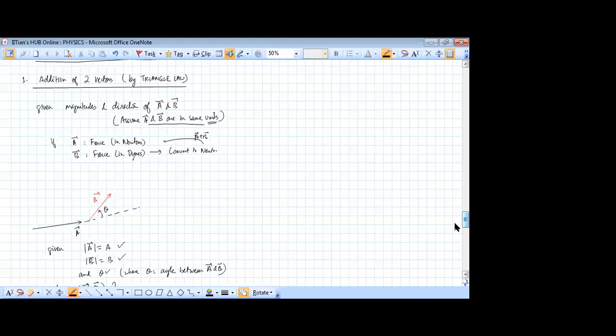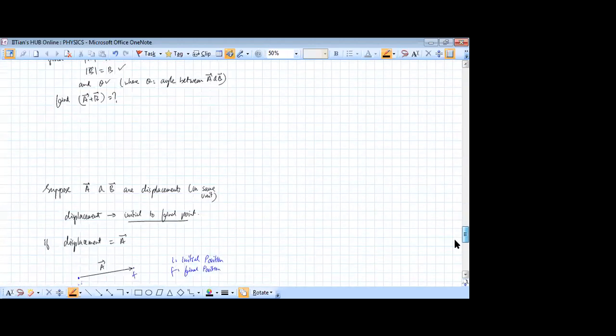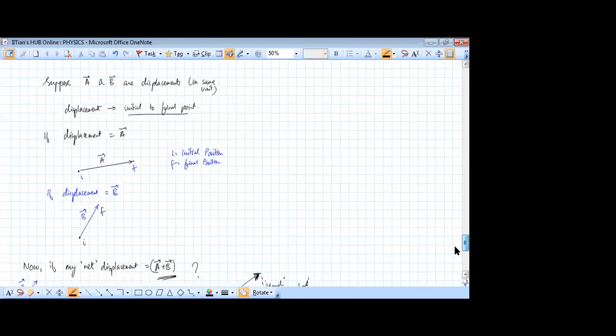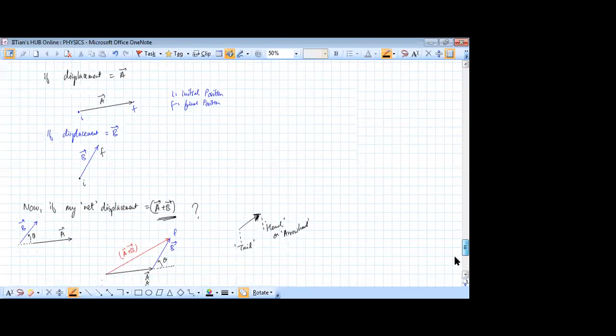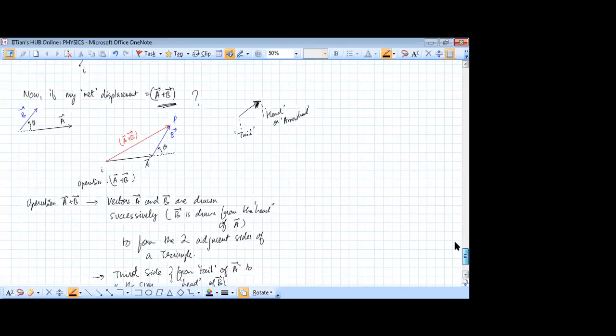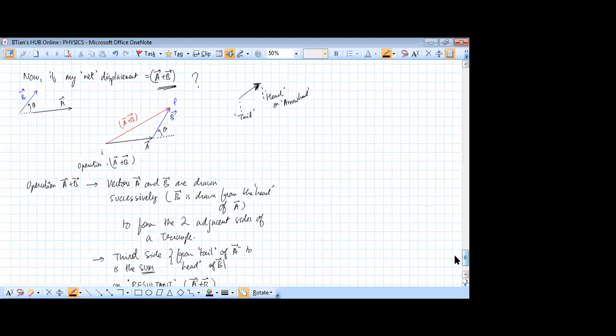So now what is the easiest way to understand what we mean by sum of two vectors? Just imagine the two vectors I'm talking about are individual displacements. So if my displacement is A alone, that means my initial to final point is this arrow. If my displacement is a single displacement of B alone, then it is this arrow. But what if my displacement is A plus B? That means successively, one after the other, I made two displacements A and B. So that is becoming this. So this is what we mean by the statement of triangle law.